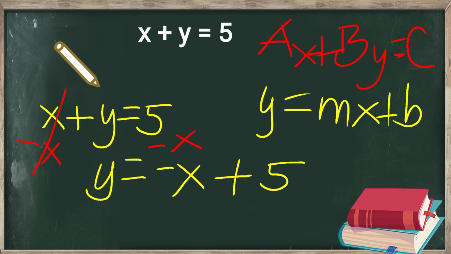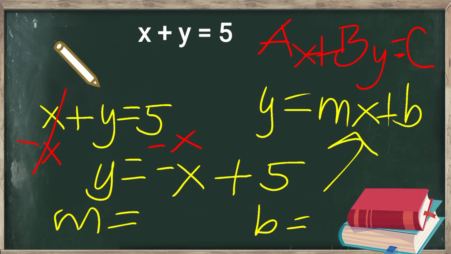Now, moving on, since y equals negative x plus 5 is already in the slope-intercept form, we can now identify the m and the b. M is the slope, b is the y-intercept. So here, we have negative 1 and positive 5. Since the slope is negative, the line decreases. Or the graph of this x plus y equals 5 is decreasing if you're going to graph it on the Cartesian plane.